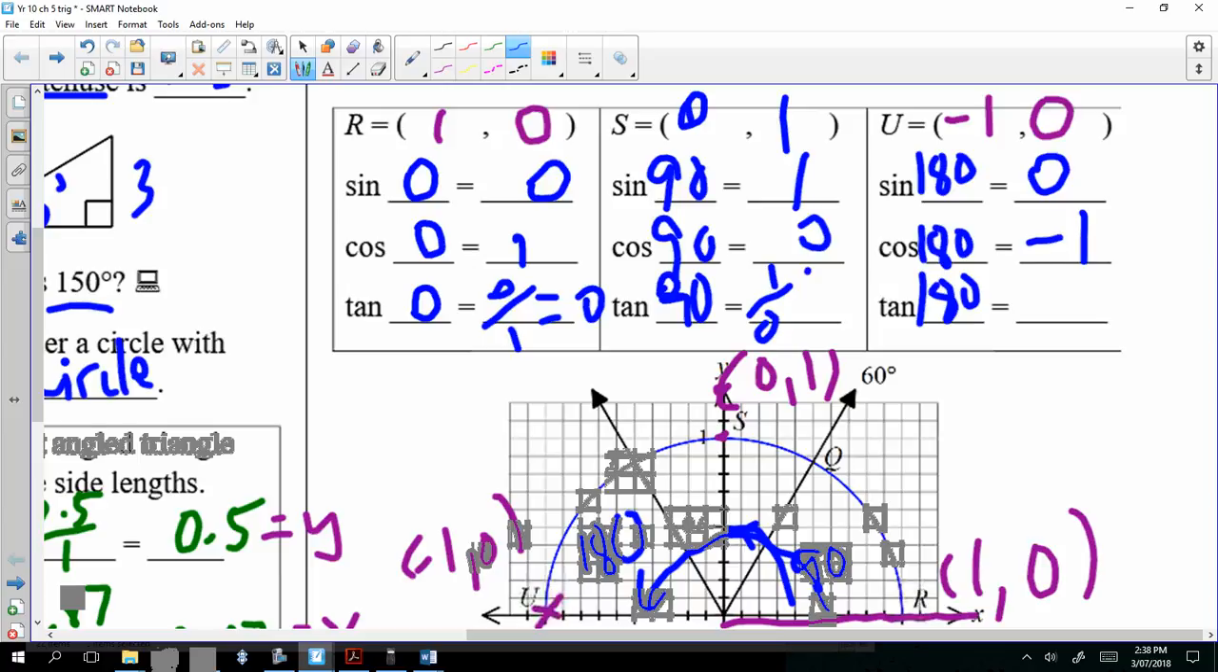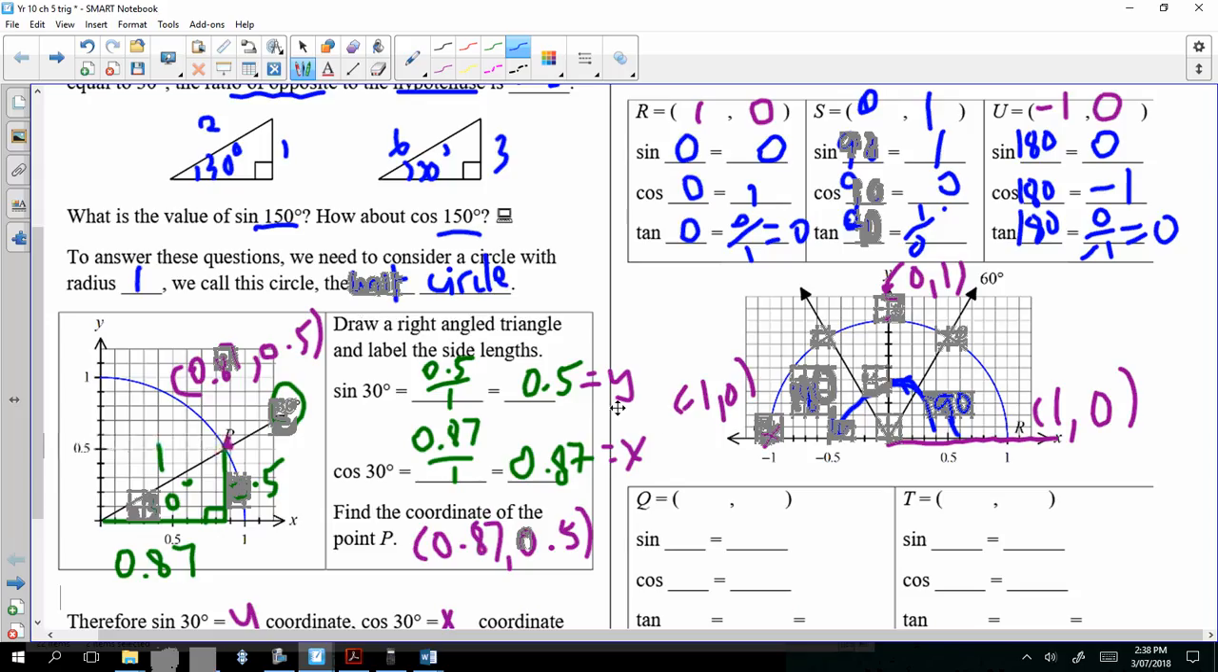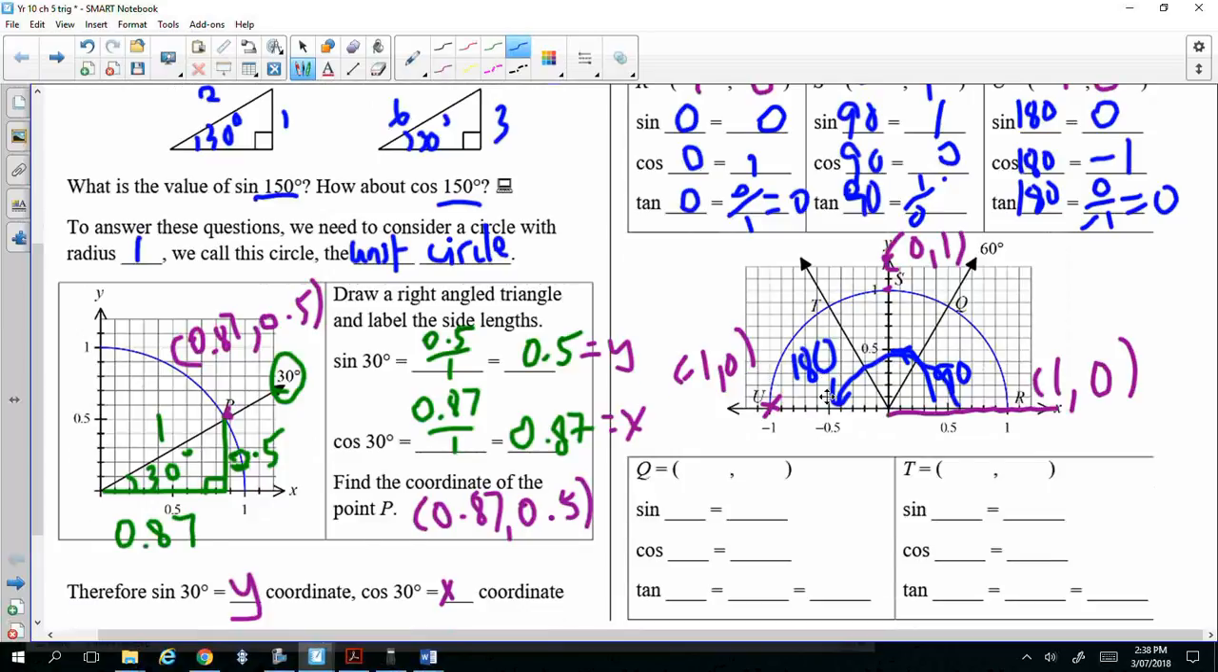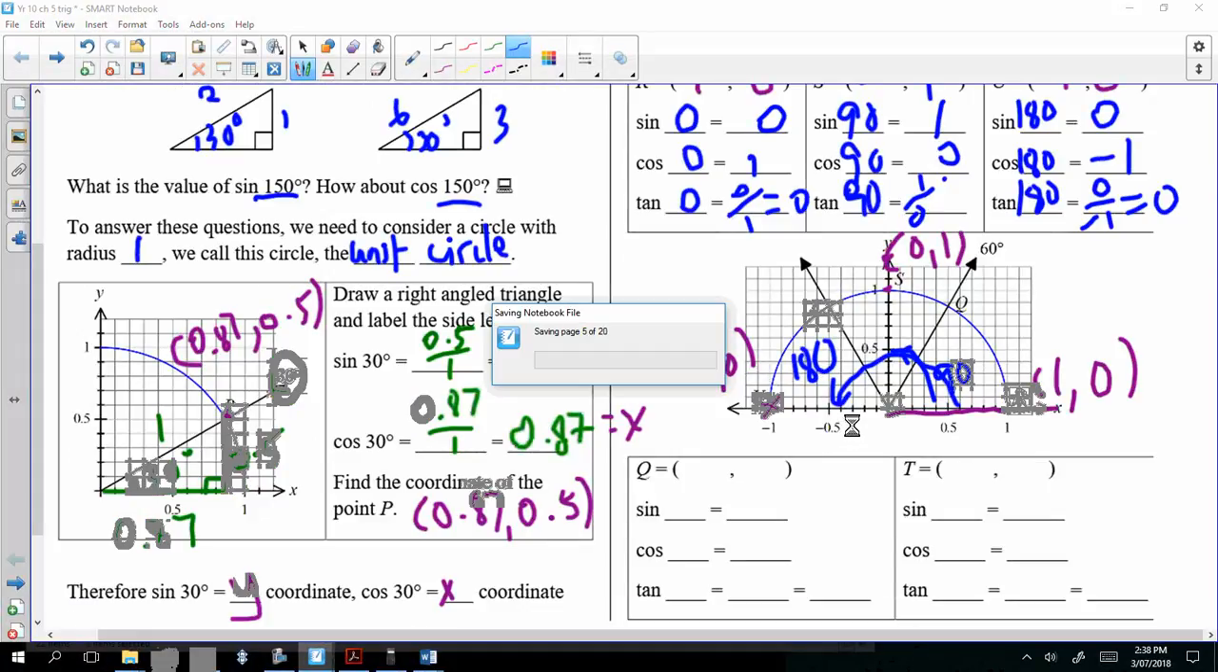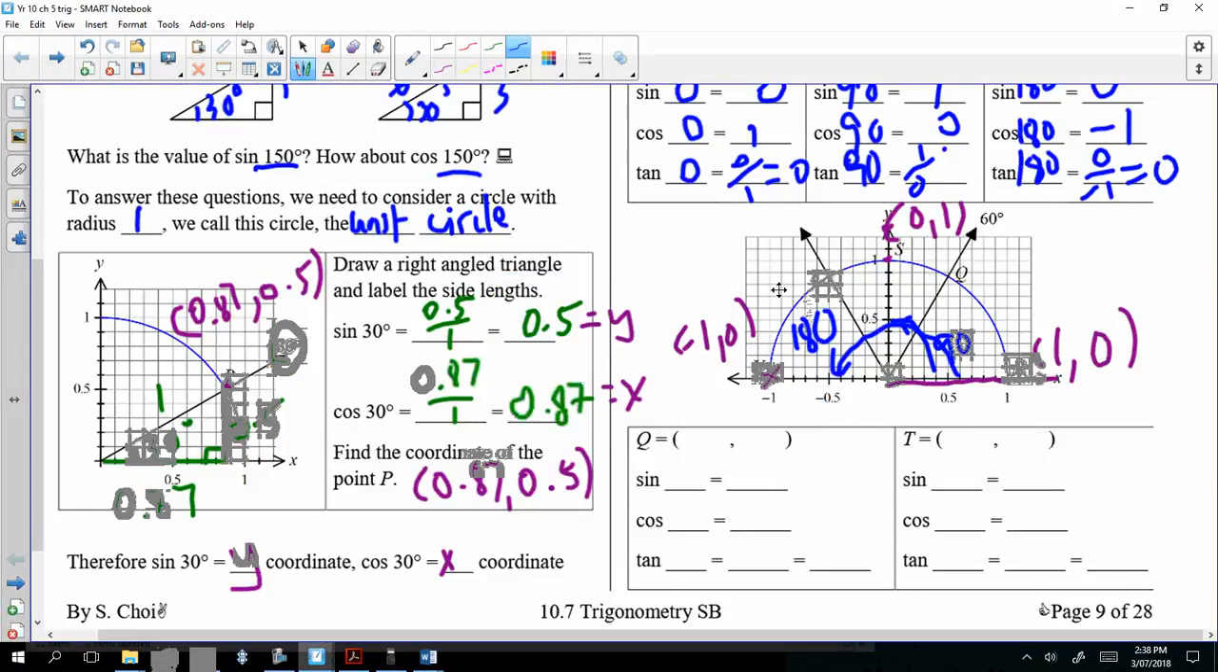Now I could go beyond the right angle triangle because the trigonometric ratios are now defined in terms of the x and y coordinate. So I could go beyond 90 degrees. I could go obtuse angle. In fact, reflex angles are also possible, which we'll discover later in the course. Okay, so let's continue with this.